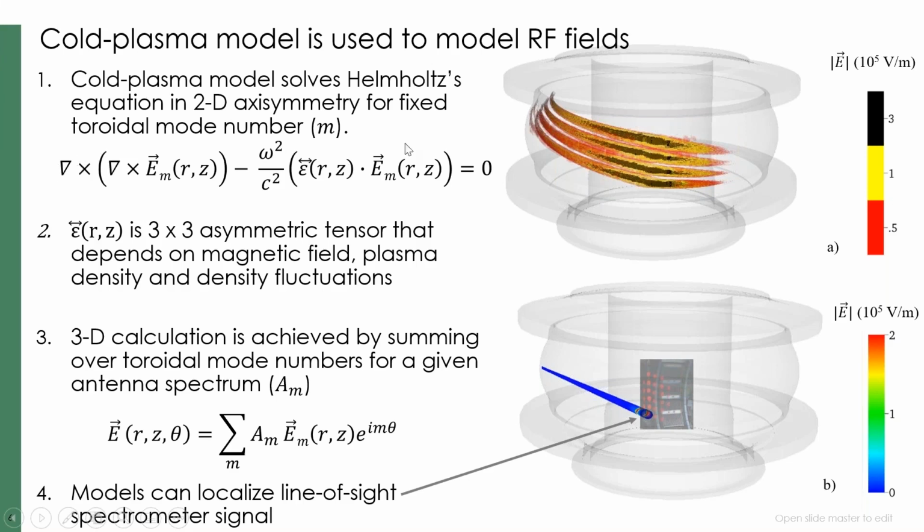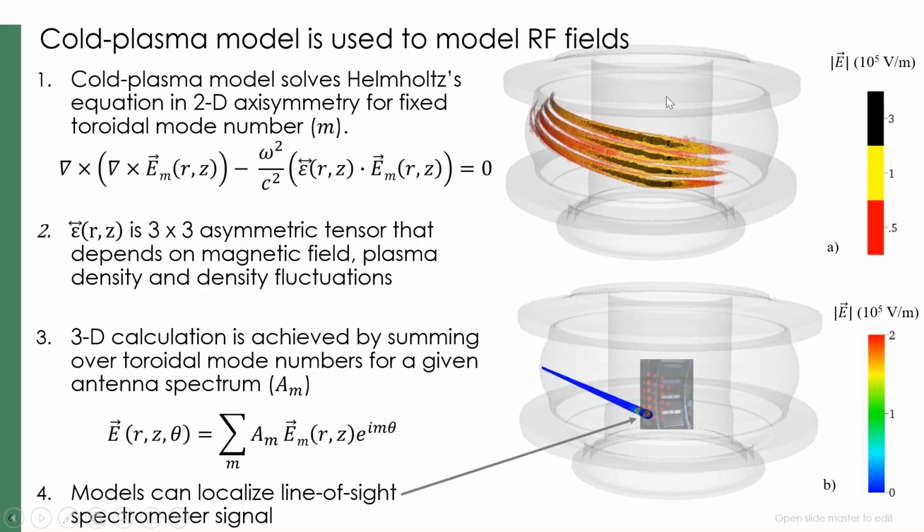This is done in 2 dimensions, solving the Helmholtz equation in 2D axisymmetry, using COMSOL's RF model. I'm going to be brief here, but the dielectric tensor is a 3x3 asymmetric tensor. It depends on the magnetic fields, the densities, and the density fluctuations. If you know what the antenna spectrum is, you can actually do a 3D calculation by summing over many toroidal mode numbers, and that's described by this equation right here.